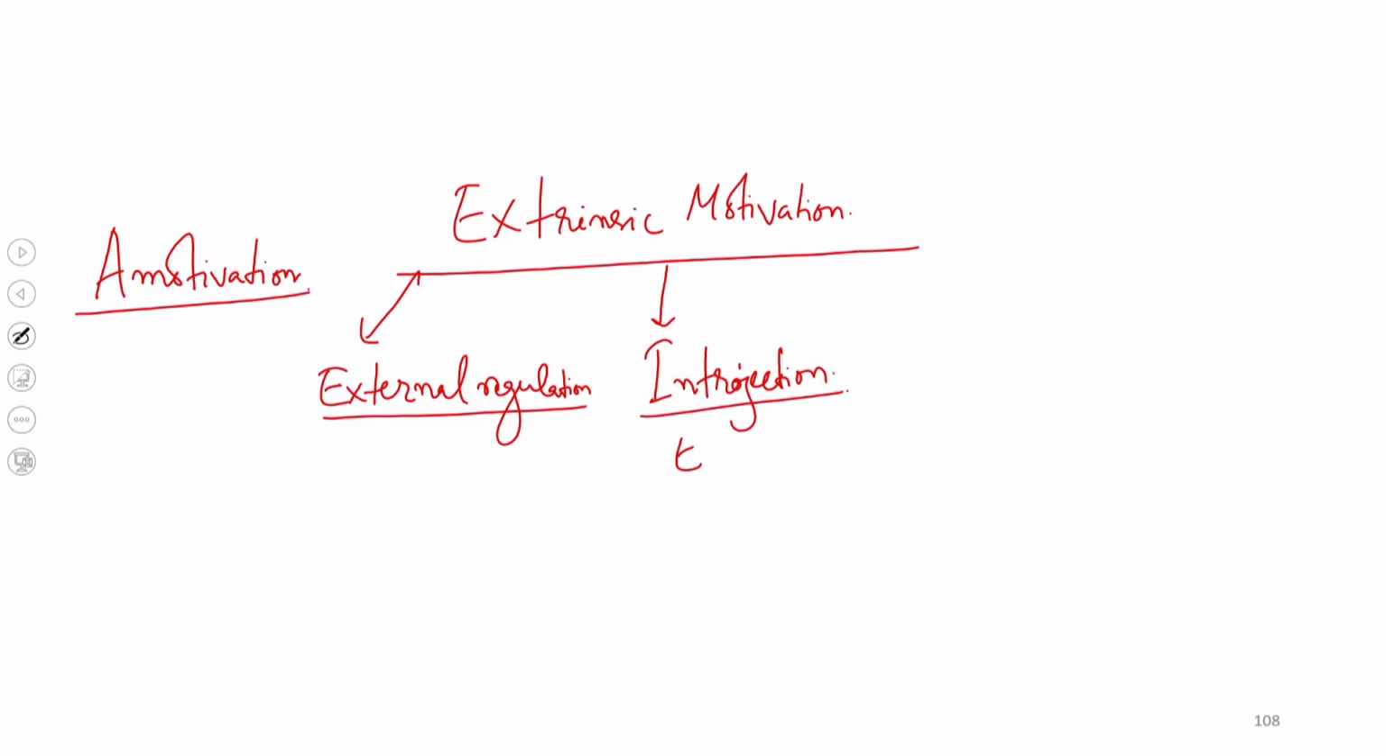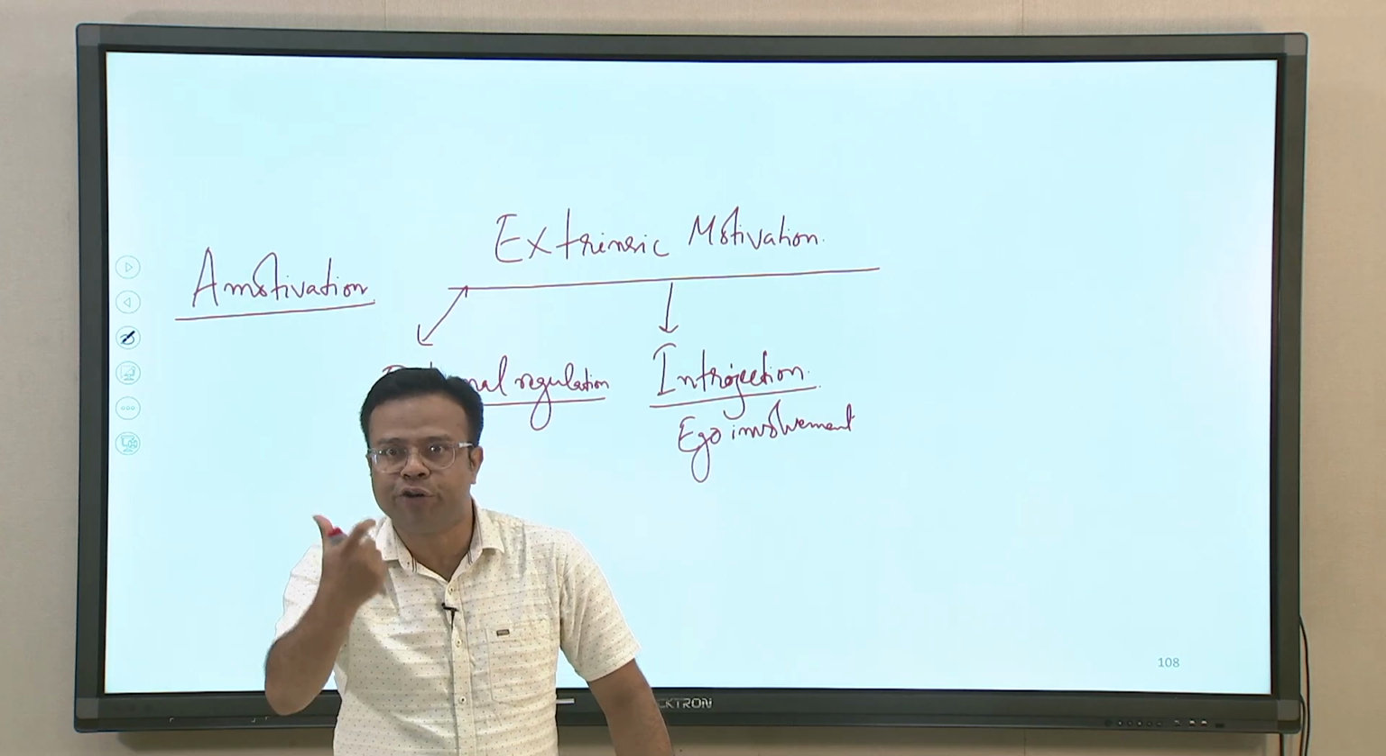Now, in this case there is a concept called ego involvement. In introjection, the person is a little better positioned than in external regulation. Here a little bit of internalization has happened. It is not completely external. What is happening here? The person is doing an action because there is ego involvement.